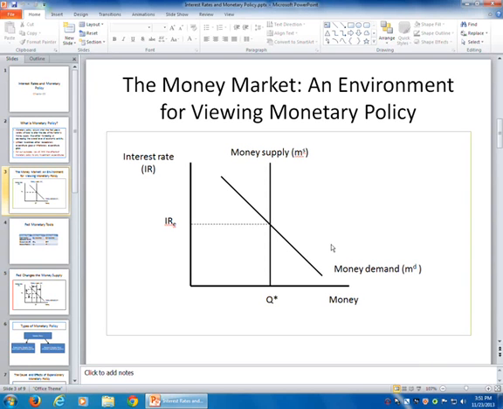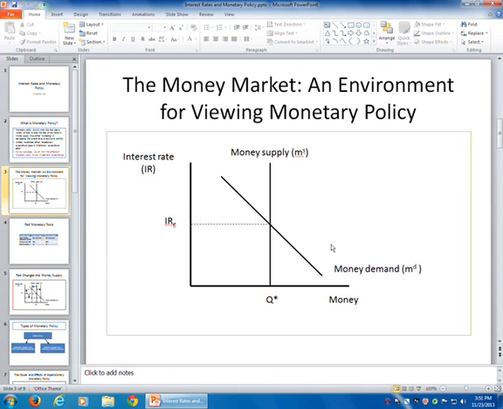There's also another factor called the speculative demand for money. And the speculative demand for money simply says that different entities need money to take advantage of financial opportunities.